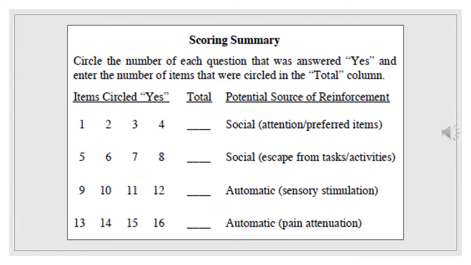The final section of the FAST questionnaire focuses on how to score the recently discussed questions. As you can see, the functions are all listed to the right-hand side, and the questions that correspond to those functions are listed on the left side. To score this report, you will circle the questions that the parent responded yes to, and then add up how many yeses each function has. The function that has the highest amount of yeses is likely to be the function that is maintaining the problem behavior.